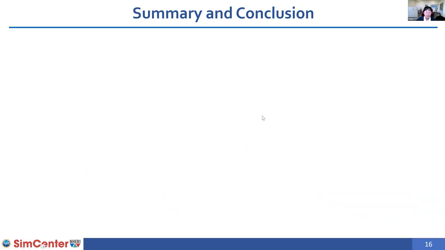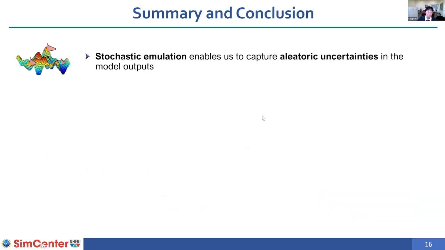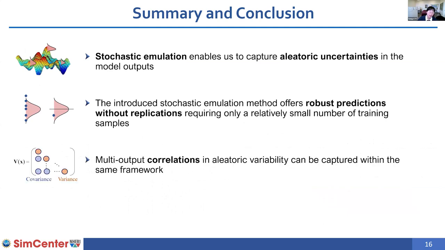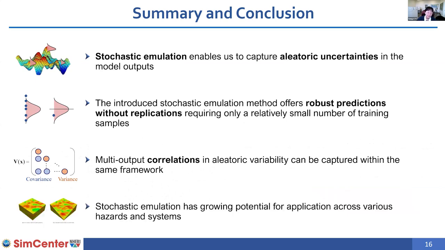As a summary, I introduced what a stochastic emulation model is and how we can train a stochastic emulator without any replications, and how it can be extended to multi-output correlations. And I believe stochastic emulation will have more and more increasing utility in our field as we acknowledge more uncertainties when we do this natural hazard analysis. So that's the end of my presentation.